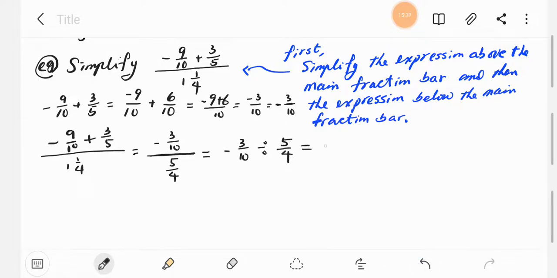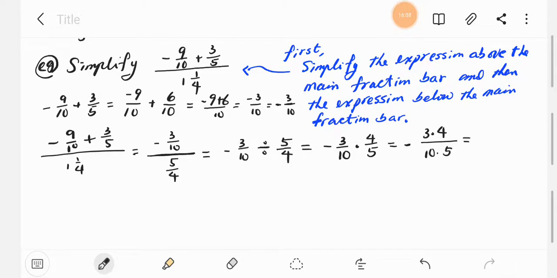And next, you can convert the division into multiplication, so that you can switch the denominator, your fraction, which is 4 over 5. So write the reciprocal of the divisor, 5 over 4 into 4 over 5. Then negative stays outside. 3 times 4, the denominator is 10 times 5.